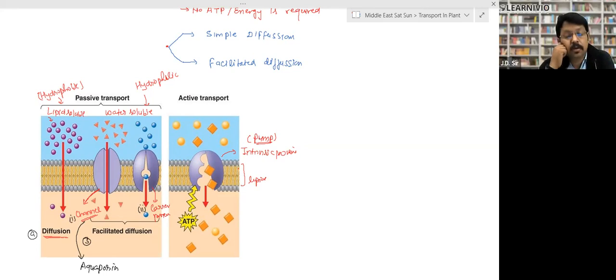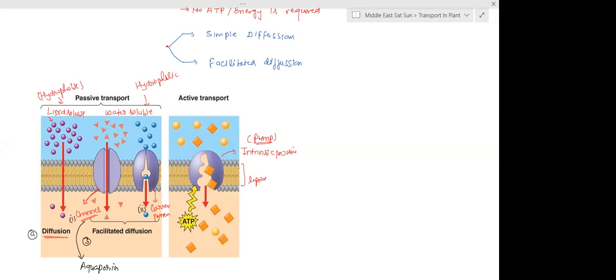Carrier proteins are highly specific like enzymes. Clear to all of you? Right, great.